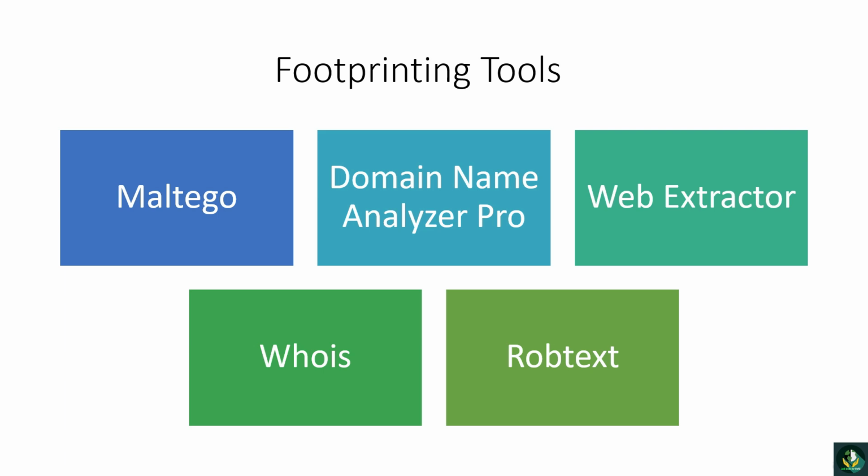There are a couple of tools used for this, some of the common tools for footprinting. The first one is Maltego, then Domain Name Analyzer Pro, then Web Data Extractor, then Whois, and the last one is Web Text. So that's all about footprinting and reconnaissance.